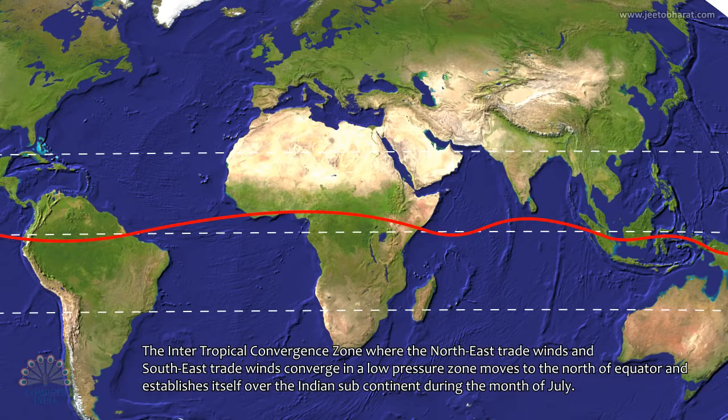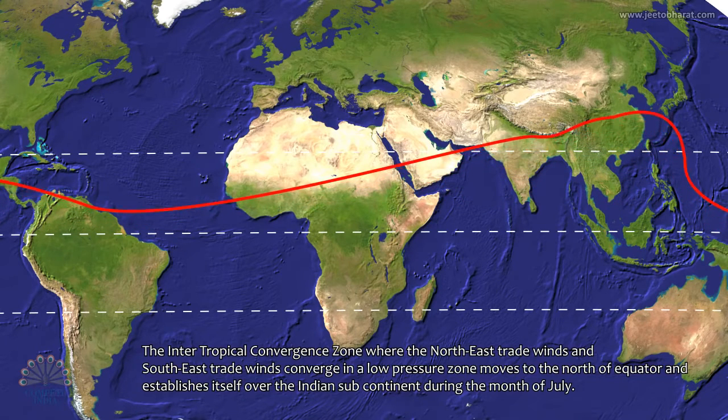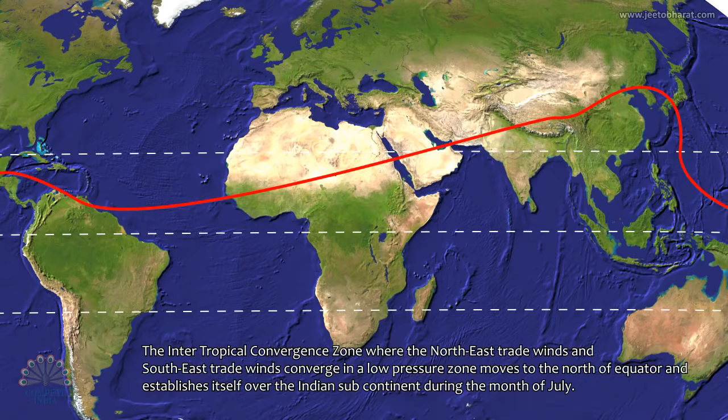Now let us take up monsoons of India in detail. The intertropical convergence zone, where the northeast trade winds and southeast trade winds converge in a low pressure zone, moves to the north of the equator and establishes itself over the Indian subcontinent during the month of July.